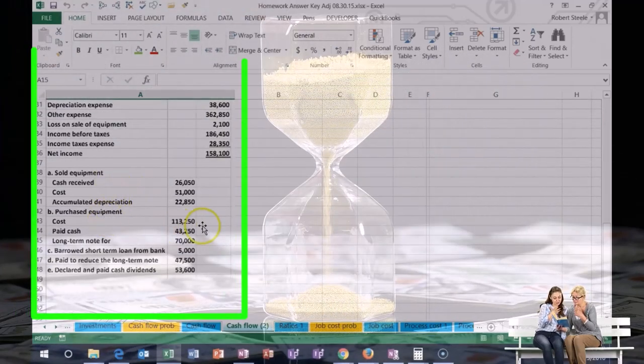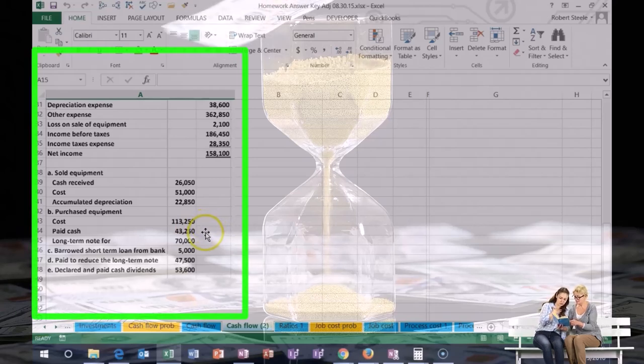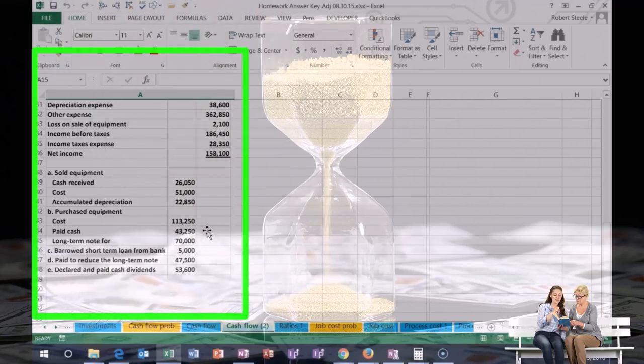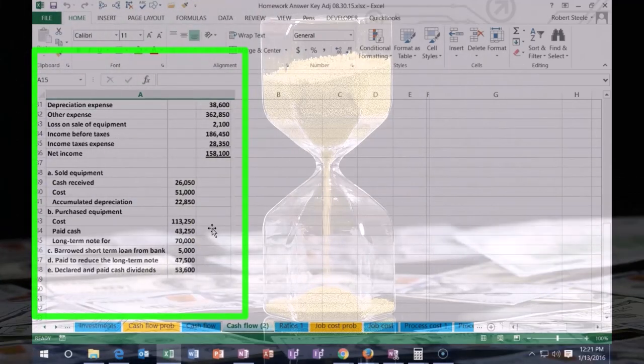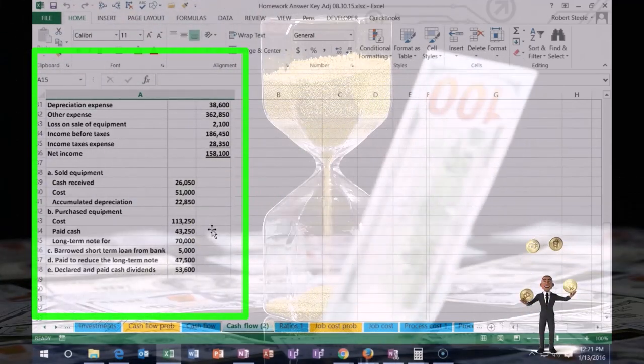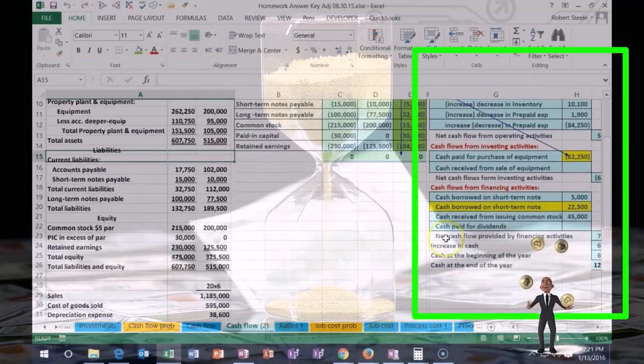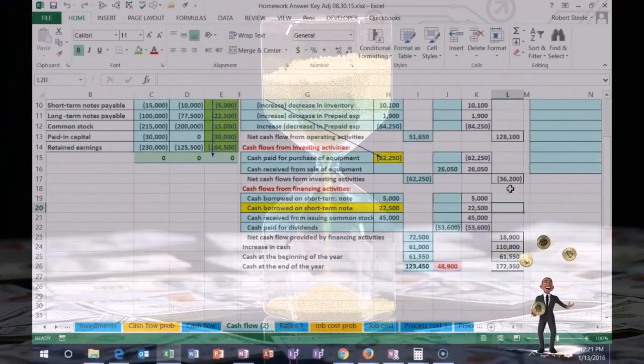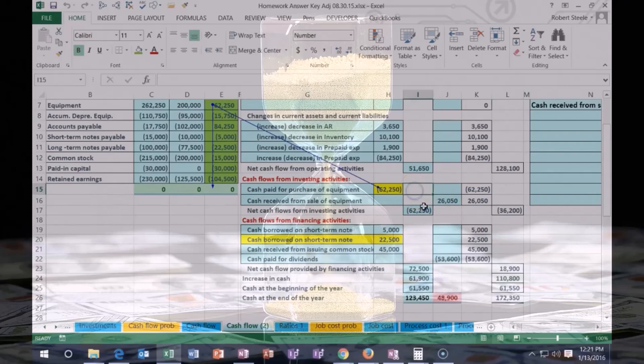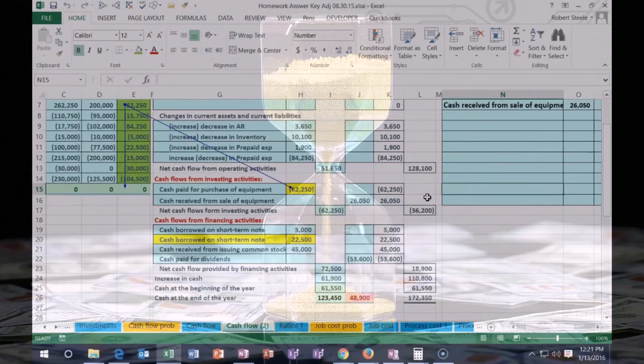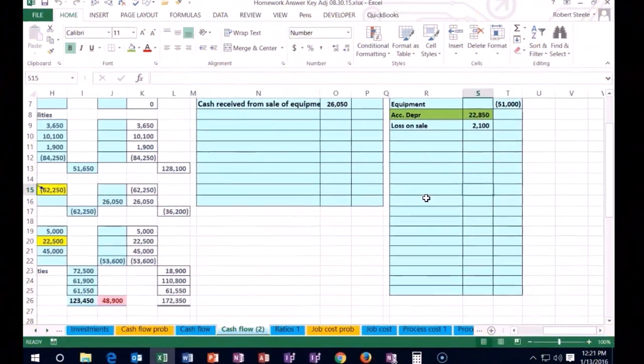We purchased equipment, and here it is. We purchased equipment for $113,250. So that purchase needs to be $113,250 if we paid cash for it. And it says we did. We paid all cash for it. So that means that this number needs to go up in the negative direction. It needs to be a bigger decrease. And therefore, that's where we're going to post this item.